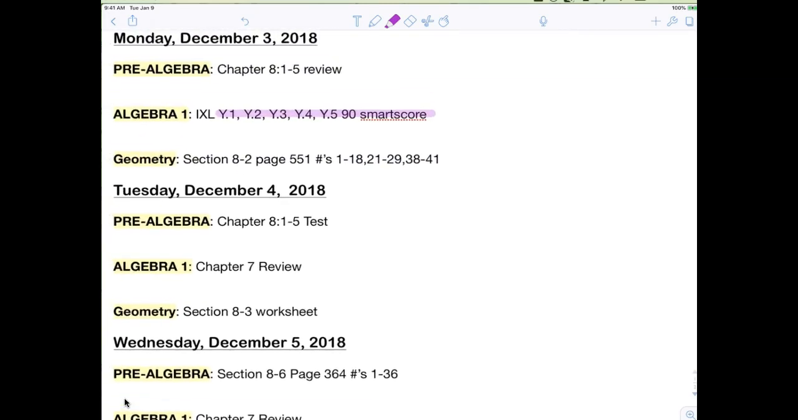All right, so listen, pull up your iPads right now, IXL, we have a few minutes. Everybody look at Y1, Y2, Y3, Y4, Y5, and just see how simple that is. Those are just reviewing the rules.